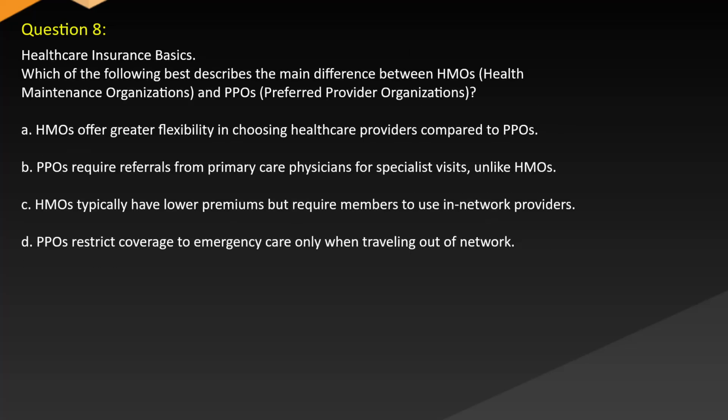Question 8. Healthcare insurance basics. Which of the following best describes the main difference between HMOs, health maintenance organizations, and PPOs, preferred provider organizations? A. HMOs offer greater flexibility in choosing healthcare providers compared to PPOs. B. PPOs require referrals from primary care physicians for specialist visits, unlike HMOs. C. HMOs typically have lower premiums but require members to use in-network providers. D. PPOs restrict coverage to emergency care only when traveling out of network.